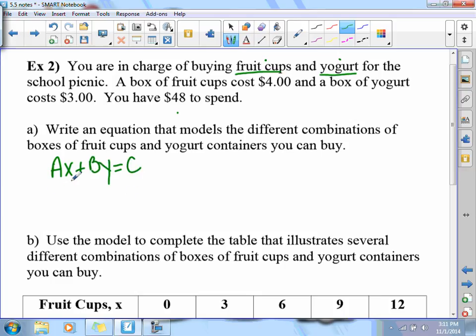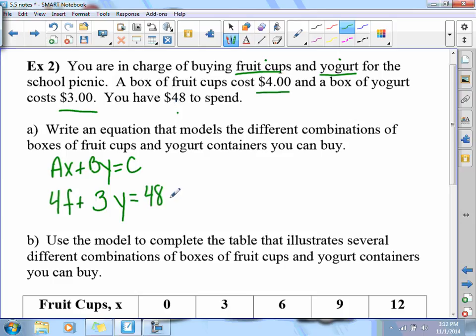Now, your two things that you're comparing are your X and your Y. And then remember the A and the B and the C, those are all going to be numbers. So you have fruit cups and yogurt. So if you want to call X F for fruit cups, and if you want to call the Y yogurt, or leave the Y a Y for yogurt, that's fine. Now your fruit cups were $4 each, so the 4 is going to go in for the A. And the yogurt was $3 each, so the 3 is going to go in for the B. And you have $48 to spend, so that's going to go in for the C.